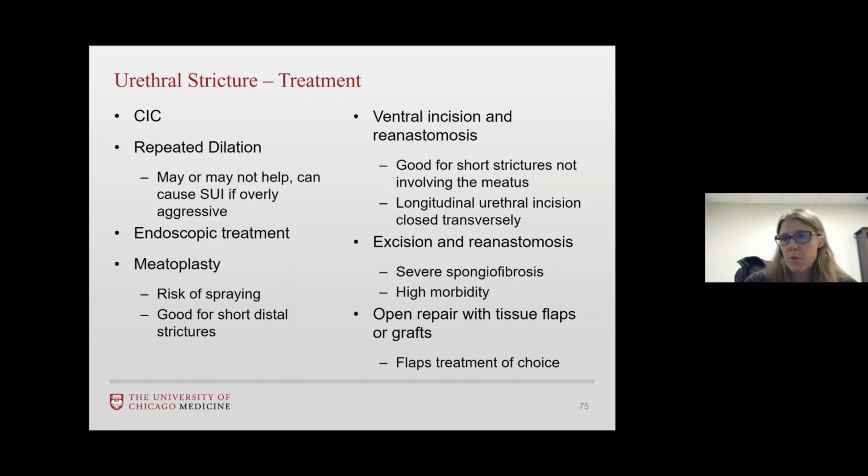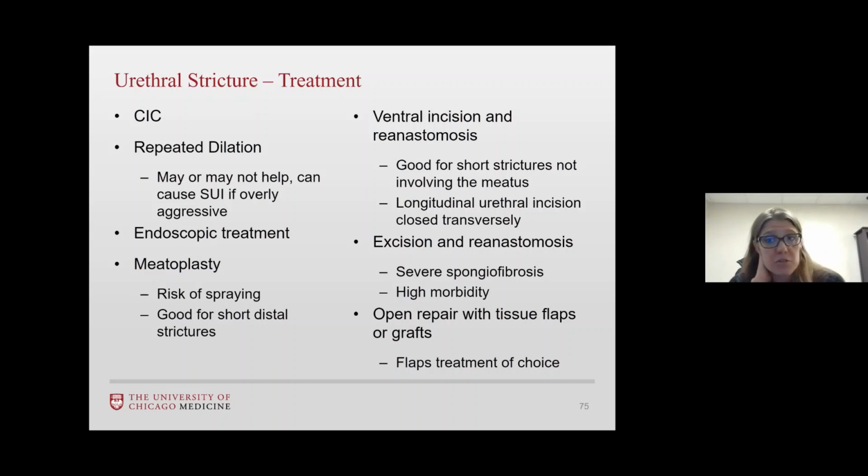Some treatments: you can offer them self-intermittent catheterization. That may work for some women if they're comfortable with it. Repeated dilations may or may not help, and can cause stress urinary incontinence if overly aggressive, and it can also make that stricture worse, similar to men. Endoscopic treatment, of course, and then meatoplasty, which has a risk of spraying because you're opening that area up, but it can be really good for short distal strictures.